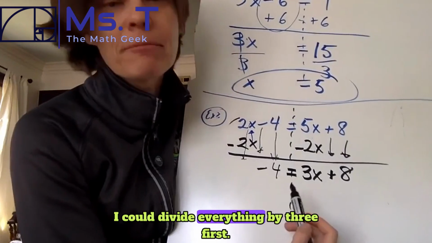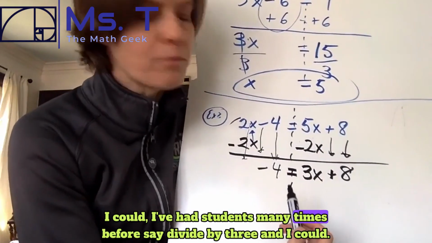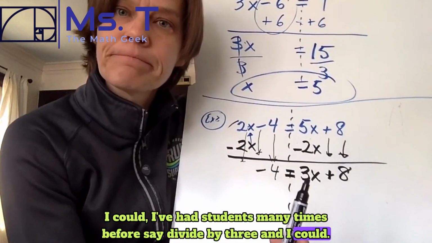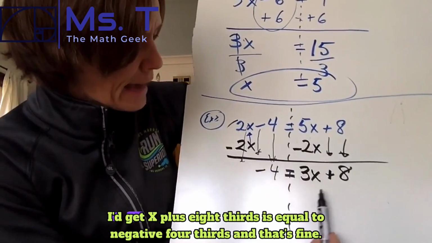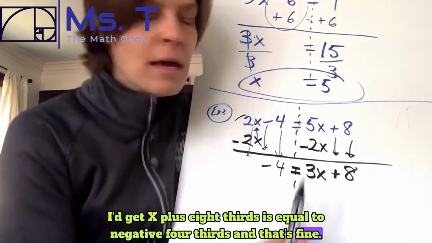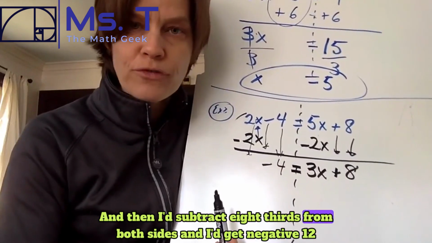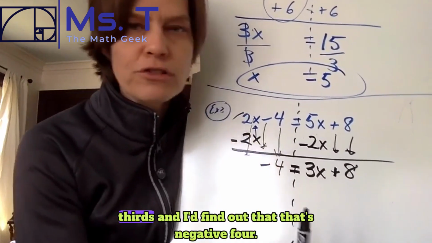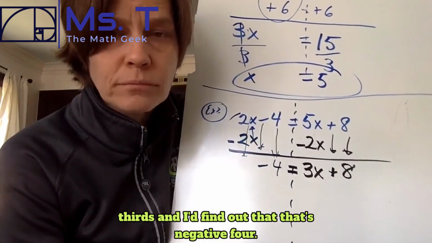I could divide everything by 3 first. I could. I've had students many times before say, divide by 3, and I could. And I'll just talk you through it. I'd get x plus 8/3 is equal to negative 4/3, and that's fine. And then I'd subtract 8/3 from both sides, and I'd get negative 12/3, and I'd find out that that's negative 4.